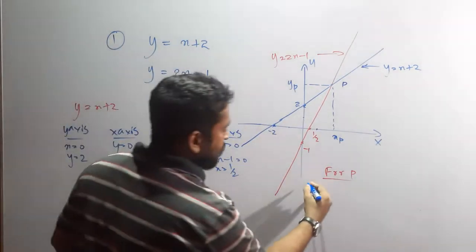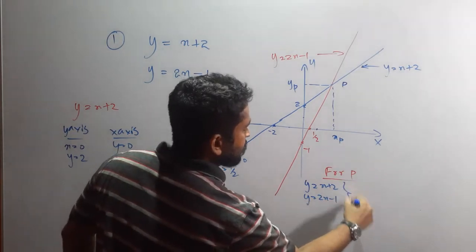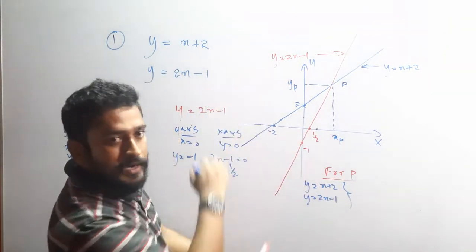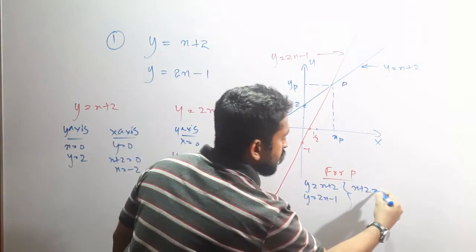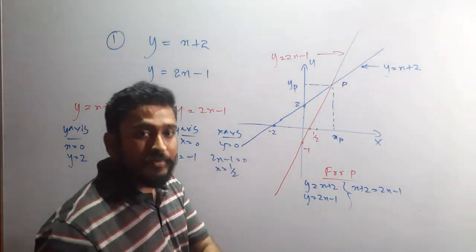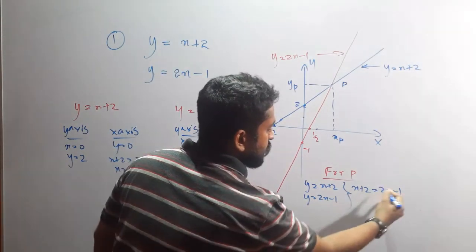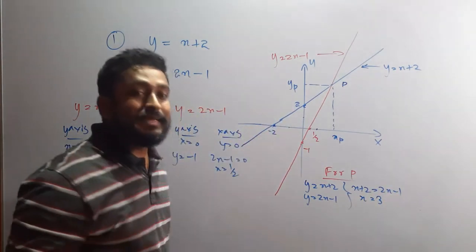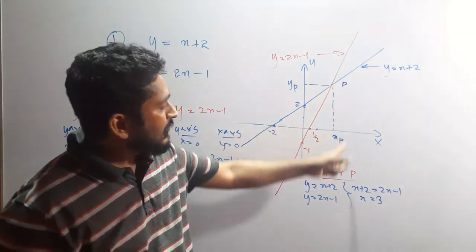These are the graphs: y equals x plus 2, y equals 2x minus 1. The y's are the same at that point. So make x plus 2 equal to 2x minus 1 to find that x coordinate. x to this side, minus 1 to this side, gives 3. X is 3. We just found that x is 3.